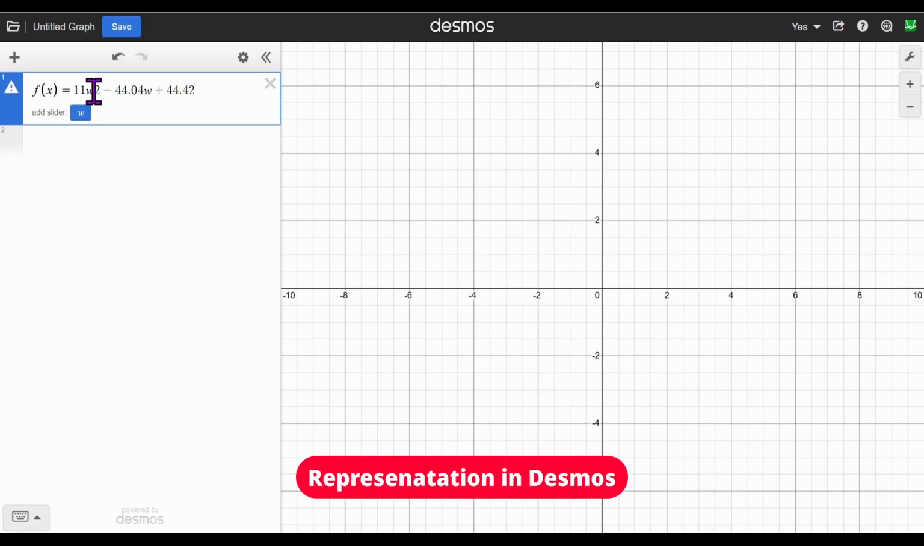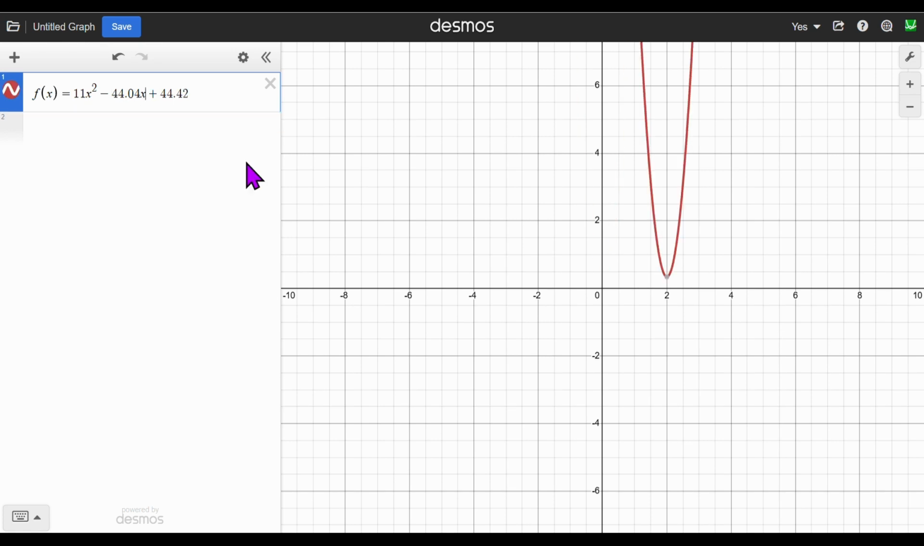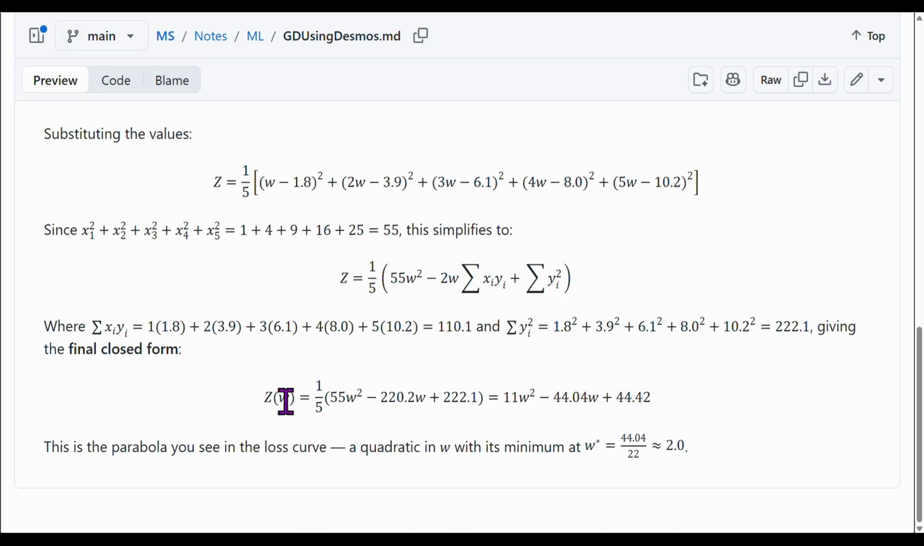So I've opened the DESMOS, and what I have done here is that the loss equation which we had, I just copied and pasted it here. Instead of W as the weight, I'll represent the weight with X, because XY is a little easier to work with in DESMOS. So I'm going to make it X square, and here it is X. This equation which you see here is the same equation as what we saw earlier, the loss equation. Only change which has been done here is instead of W, I have used the X.